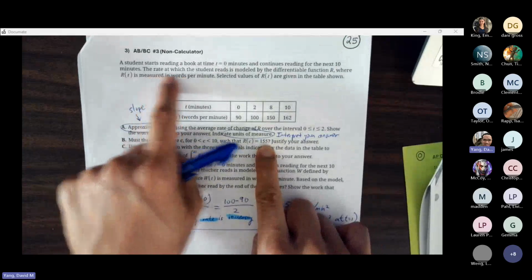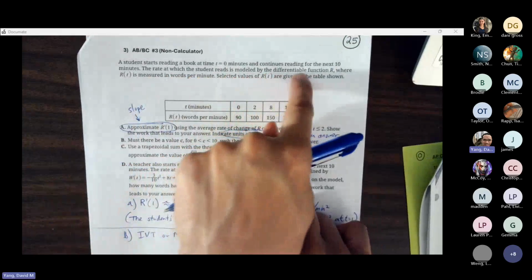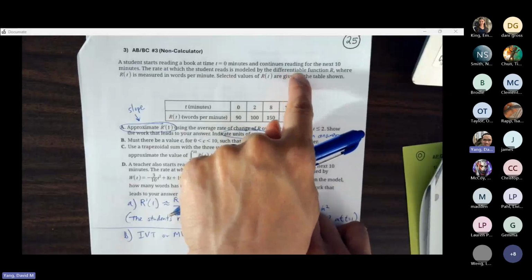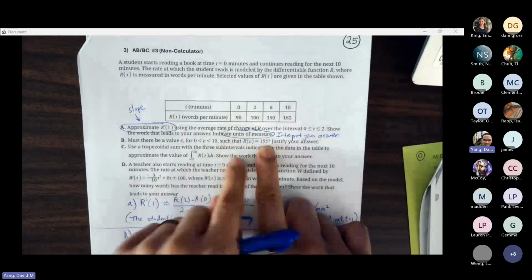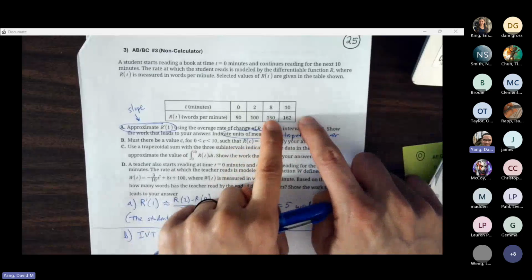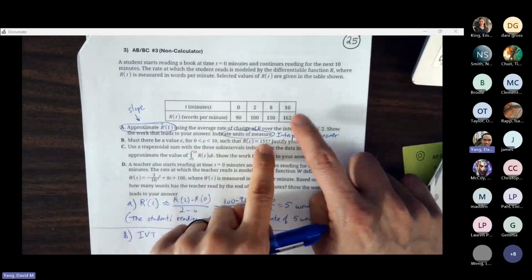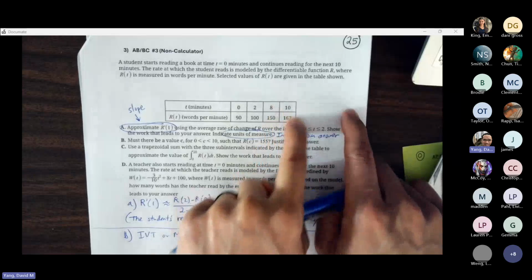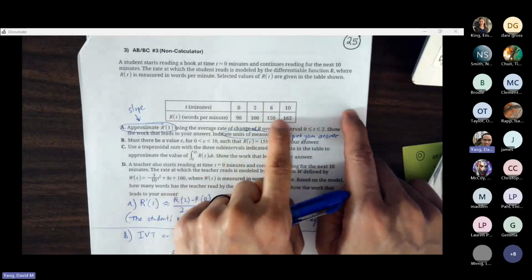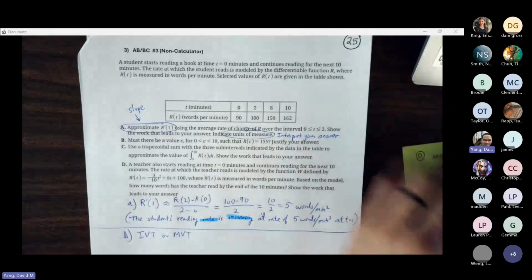Because it says modeled by differentiable functions. So differentiable means smooth. If it's smooth, that means it's going to assume continuity. And so we do see that, right? So we see a value below 155. We see a value above 155. So we can guarantee that between 8 and 10, my R of t has to pass through 155 somewhere along that.